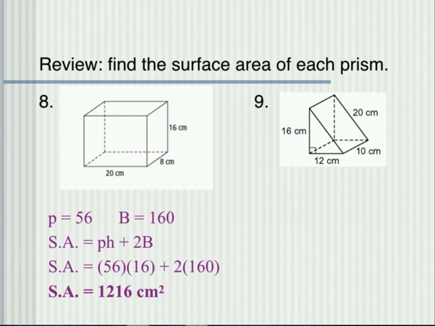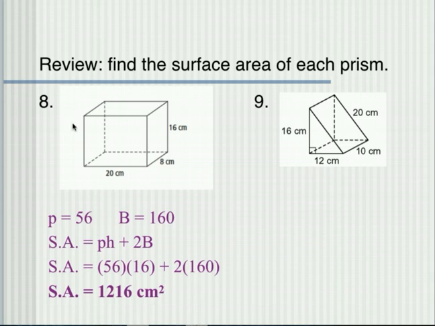Go ahead and check your answer on number 8. For the base, the rectangle here, the perimeter would be 20 plus 8 plus 20 plus 8, so that would be 56 total, and the area would be base times height for that little rectangle, so 20 times 8, or 160. Plug those in, along with 16 for h, the height of the prism, and you get 1,216 square centimeters.